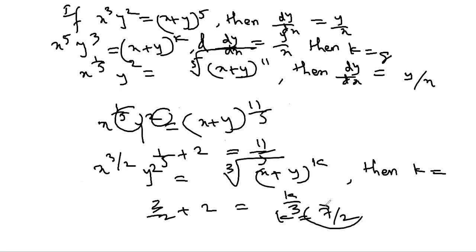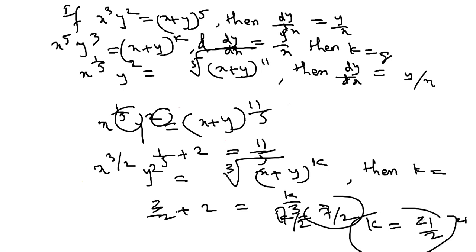This is 3 by 2 plus 2. That is m plus n is equal to k by 3. So it is m plus n equal to k by 3. So 3 by 2 plus 2 is 7 by 2. 7 by 2 is equal to k by 3. So what is k equal to? 7 by 2 is equal to k by 3, so k equal to 21 by 2. This is the value of k.